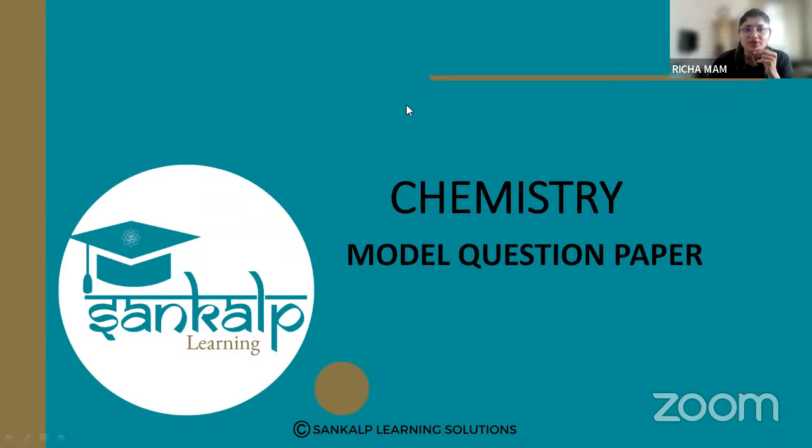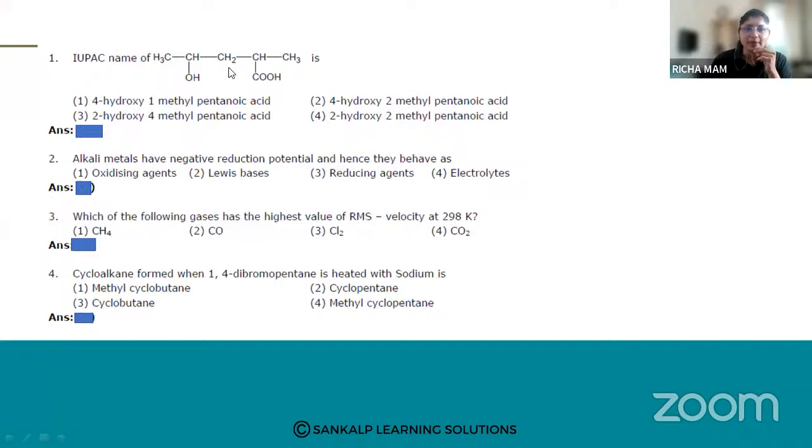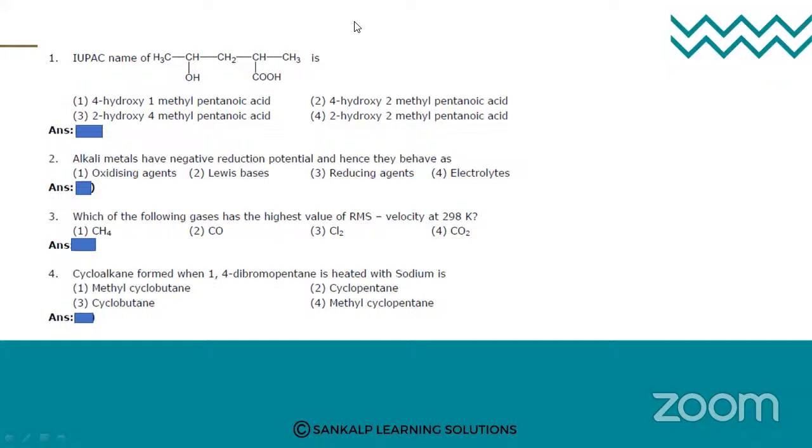As you know, for the KCET paper, you'll be getting 60 questions. Let us see how the questions are. Let us start with the paper. This is the first question: what is the IUPAC name of CH3 CHOH CH2 CHCOOH CH3? There are 4 options. Go through the 4 options.